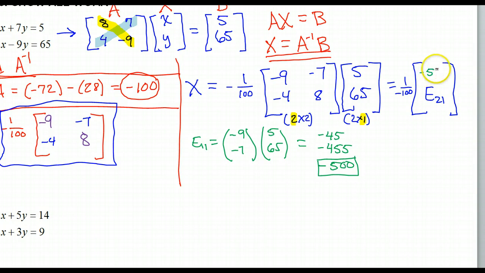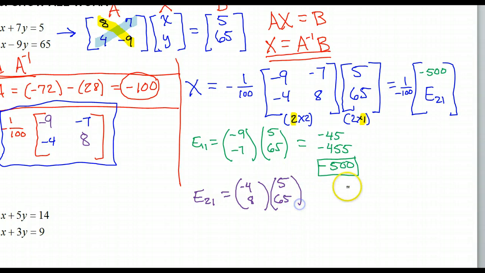So negative 500. Now we need to find element 2, 1. Okay, so element 2, 1. Alright, that's row 2, column 1. So that means row 2 and then the column. So negative 4, 8 times 5 and the 65. So this time we're going to get negative 20. And then that's 520. If you put that together, that's going to be 500.